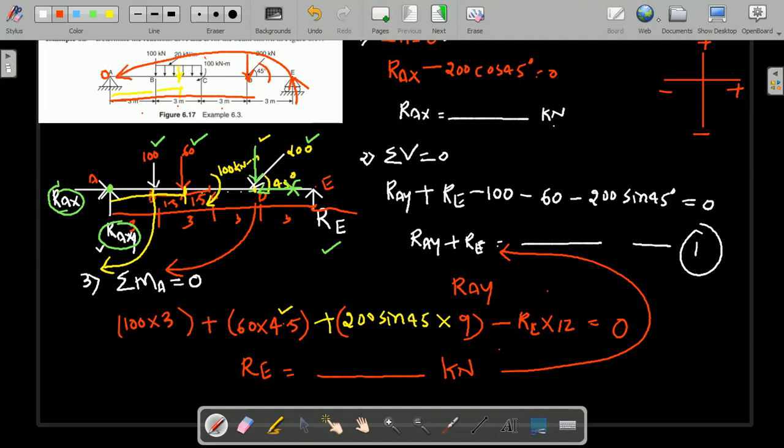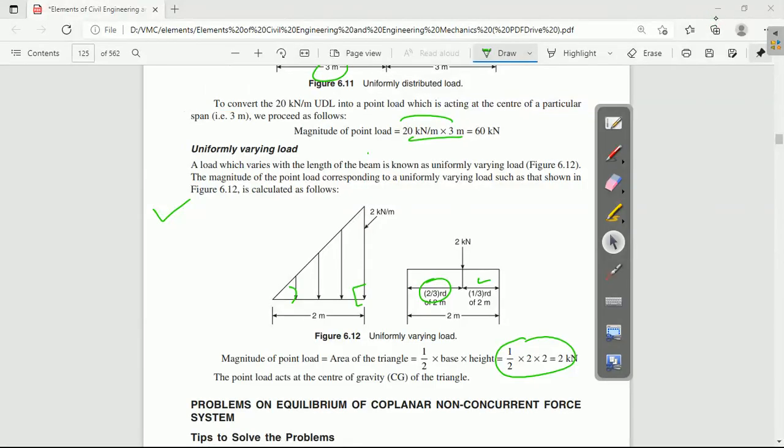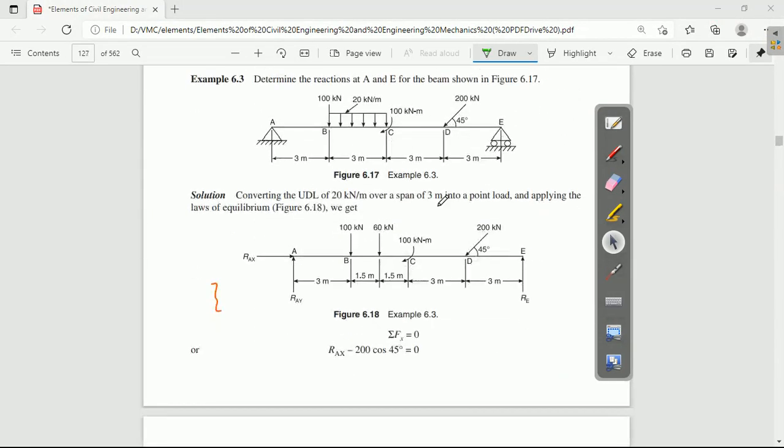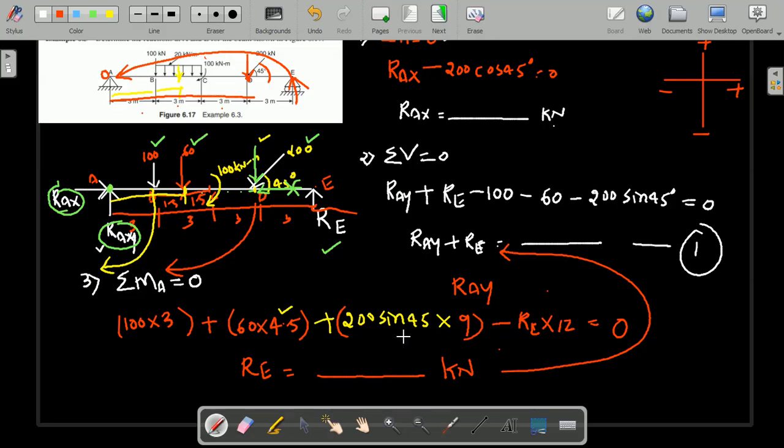Let me show you this problem. You can observe here, this is a solved problem, you just go through this. This is the same problem. One more thing here: while calculating the moment, in the question they have given a moment also, 100 Newton moment. You just see whether it is a clockwise moment or an anti-clockwise moment. Along with this you need to add the moment also.